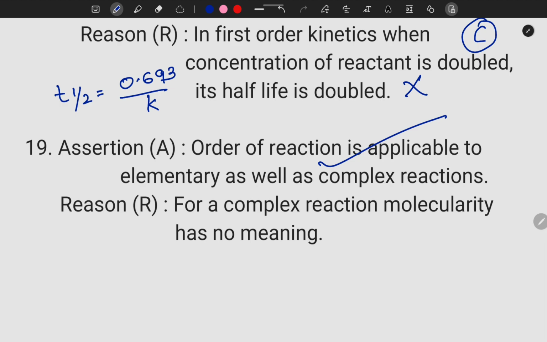Order of a reaction is applicable to elementary as well as complex reactions. That statement is a correct statement. For a complex reaction, molecularity has no meaning. That's also a correct statement, but reason is not the correct explanation of assertion. Our option is B.